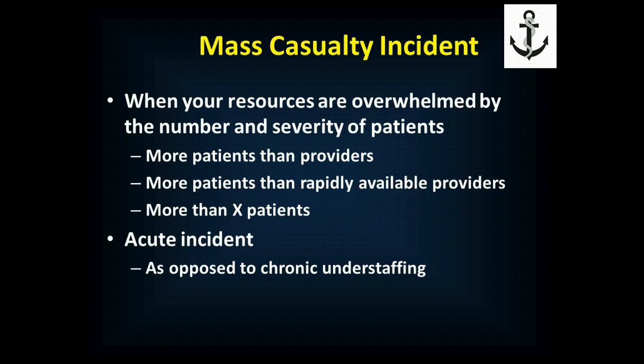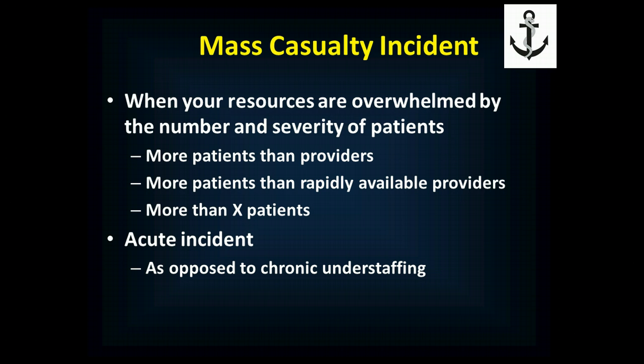So what is a mass casualty incident? Anytime your resources are overwhelmed by the number and severity of patients. So this can be when there are more patients than providers, or more patients than rapidly available providers, or some agencies or services define an MCI as more than X number of patients, 5, 10, whatever, and that's typically based on their own known resources and what they can get available to them.